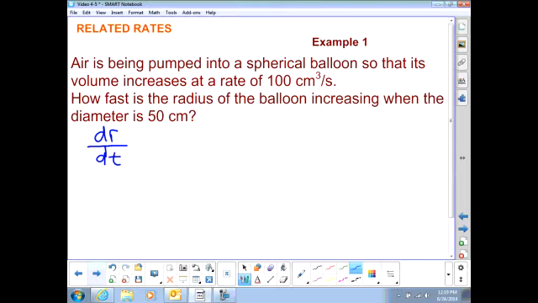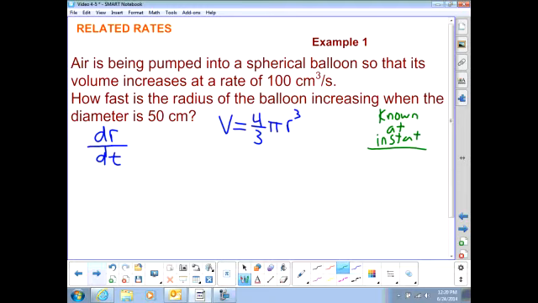Well, we're talking radius, and we've talked volume in the question, they've given us volume, so we need something that relates those things. We can use our volume of a sphere formula: V equals 4/3 pi r cubed. And then the questions will almost always give you some information at a given instant. So we'll list this as known at instant. Well, we want to find when the diameter is 50 at that instant. When the diameter is 50, we know our radius then is 25.